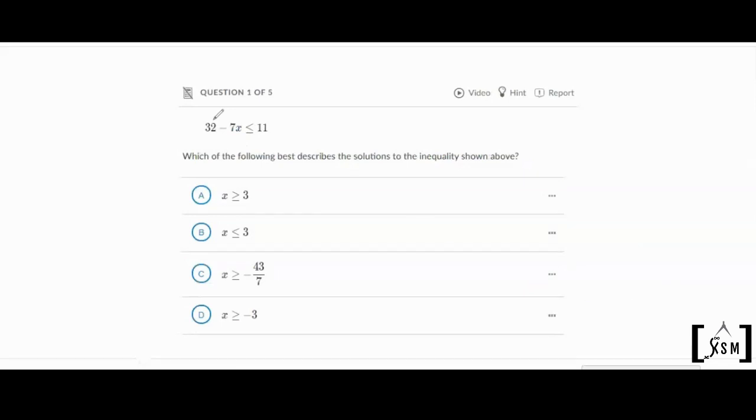Let's solve one last set on this topic. This inequality we have to solve for X. We'll exactly solve like an equation. We bring 32 this side and we get negative 7x is less than equal to 11 minus 32. So we get negative 7x is less than equal to negative 21, right?